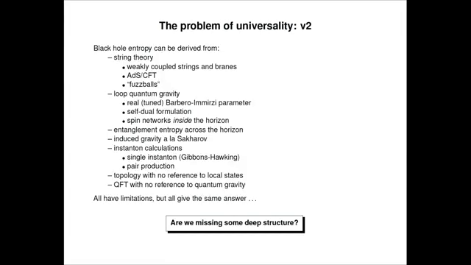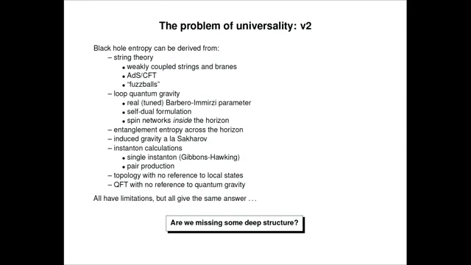So that's version 1. Version 2 of the problem of universality is, I guess you could say, trying to understand why version 1 is so easy to solve, in the sense that it is so easy to find programs in quantum gravity that give you the right answer. So we certainly don't have a theory of quantum gravity at this point, but we have a bunch of different research programs that are developed enough that one can start asking about black hole entropy. And so what do we find?